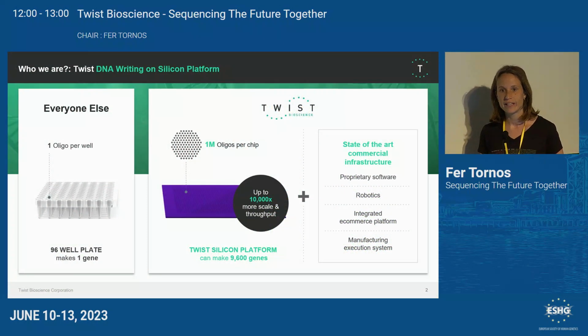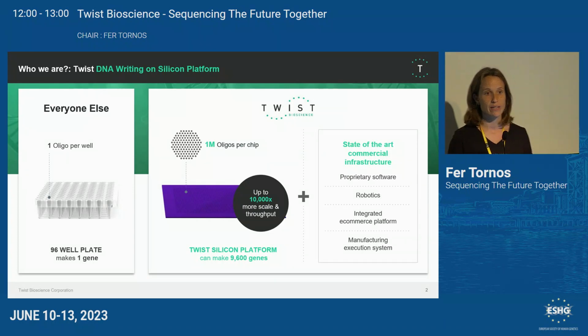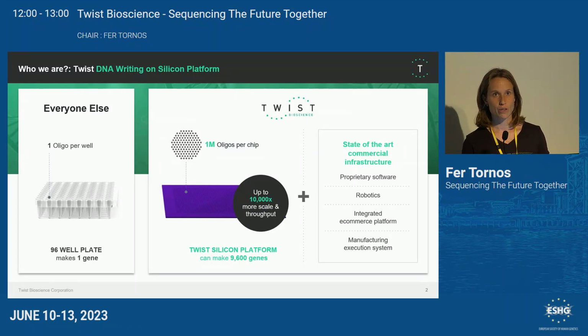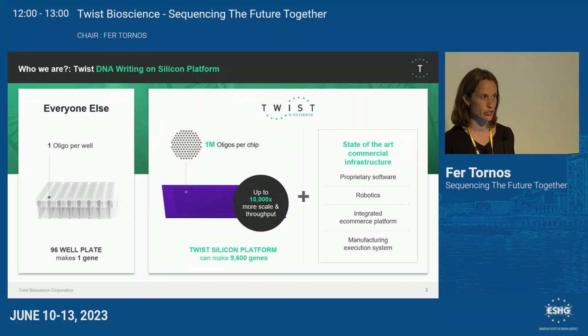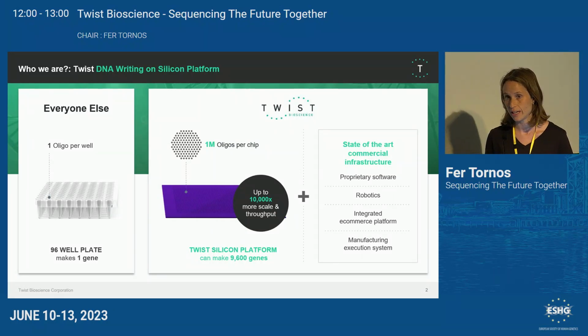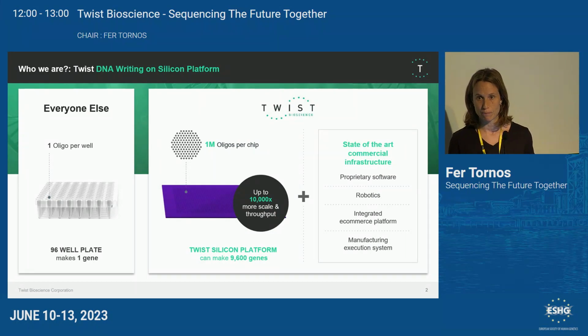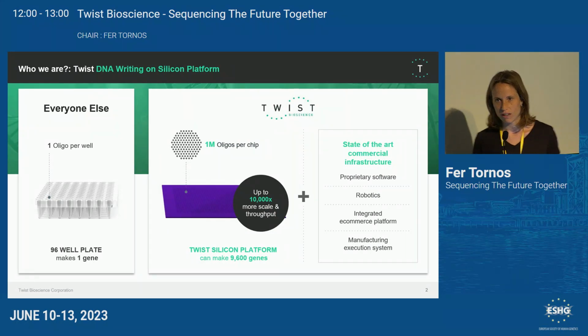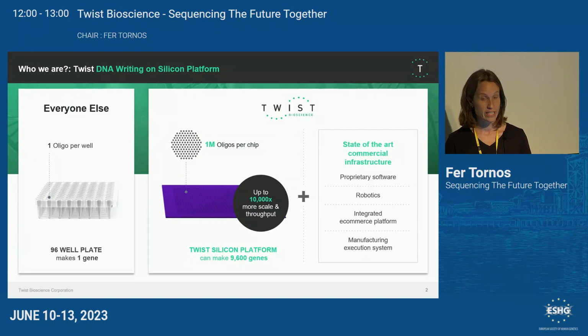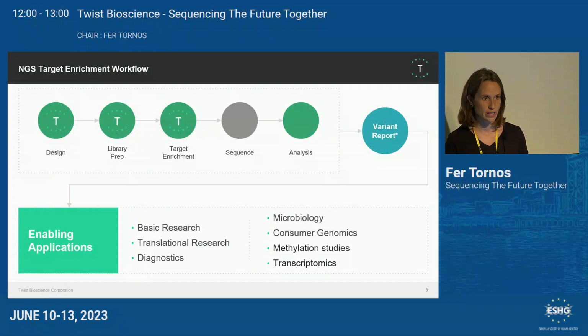Twist was born 10 years ago in San Francisco with the mission of providing our customers tools to help them improve healthcare and to work towards a more sustainable future. What we do is synthesize DNA, but contrary to our competitors who are using 96 well plates, we use a silicon platform that really enables us to scale up the process. So you might ask yourself, what are you doing in an NGS Congress, which is about reading DNA?